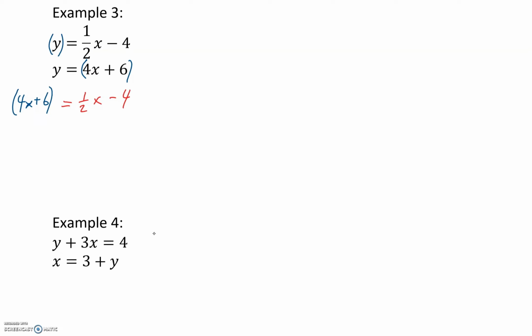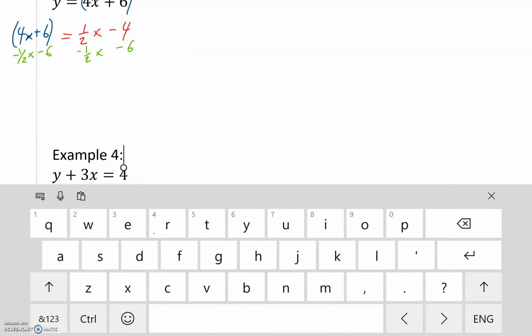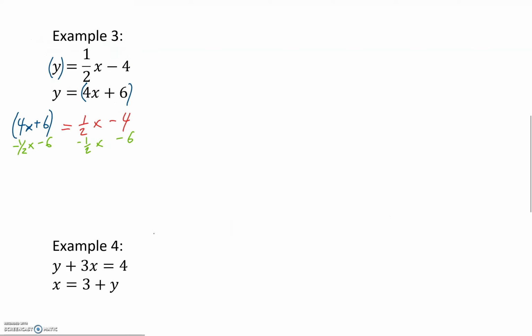So now that we have that, we can use opposite operators, opposite BEDMAS. We're going to move all the x's to the left and all the numbers to the right. So we're going to subtract 6 on both sides. We're going to subtract 1/2 x on both sides. And so when we do that, we're going to be left with 3.5x, and negative 10 on the right.